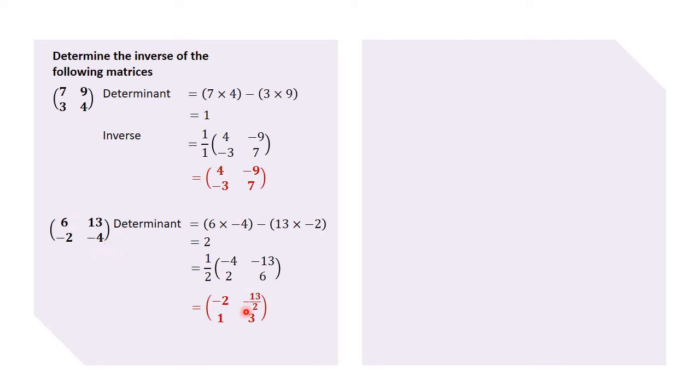Please notice that whichever way you multiply the inverse with the matrix we had at the beginning, you'll always get the identity matrix 1, 0, 0, 1.